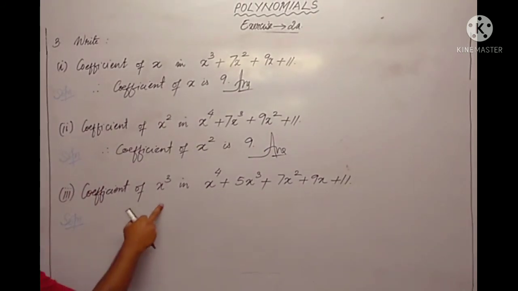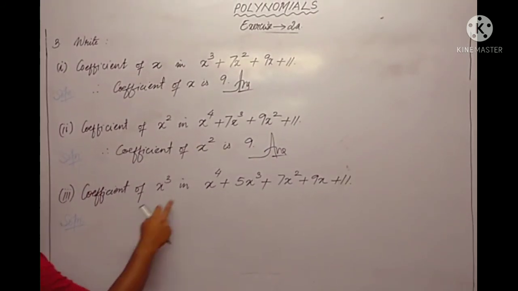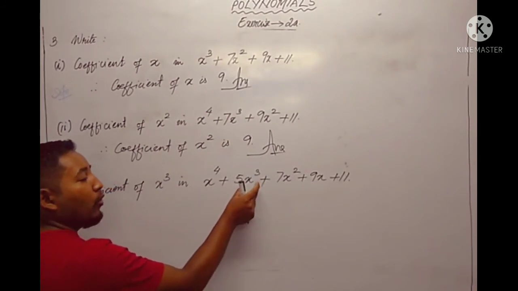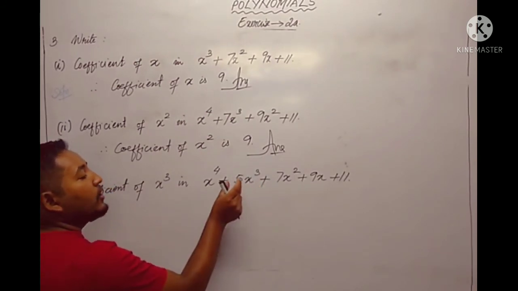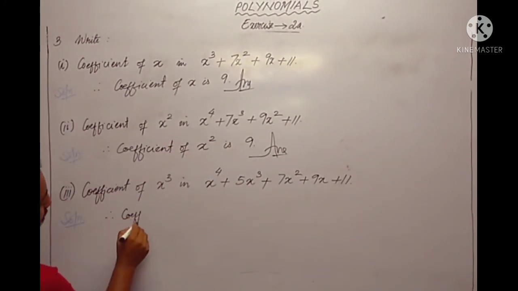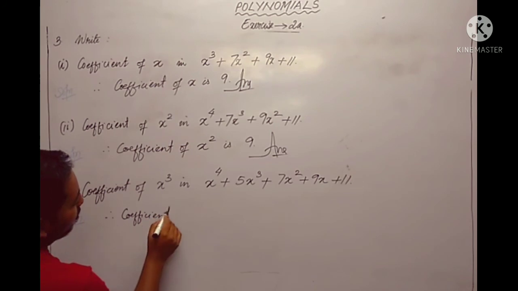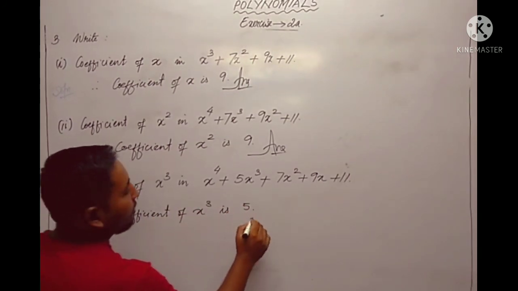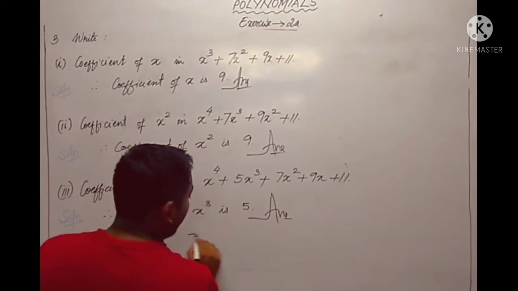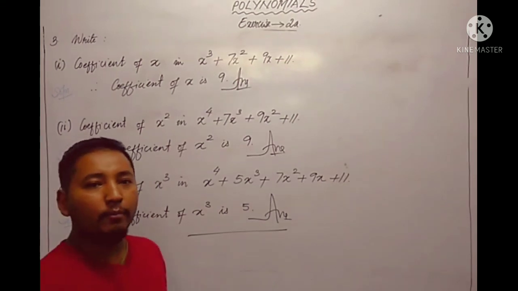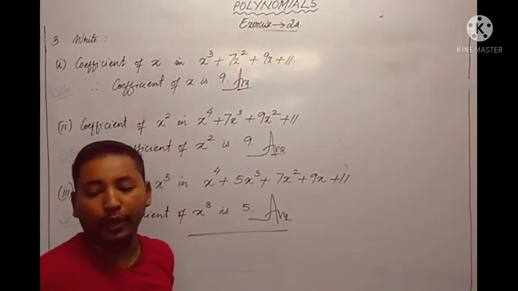Again, coefficient of x cubed. Check where is x cubed? x to the power 4, x cubed. This is x cubed. So what is in front of x cubed? 5. So therefore the coefficient of x cubed is 5. This is the answer. So with this, we have come to the end of exercise 2a.